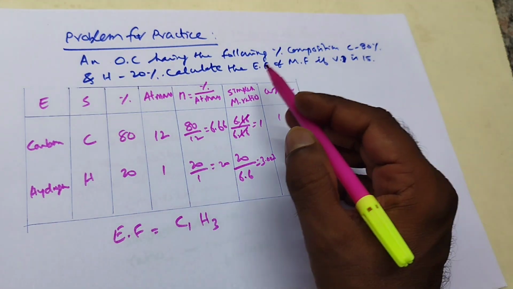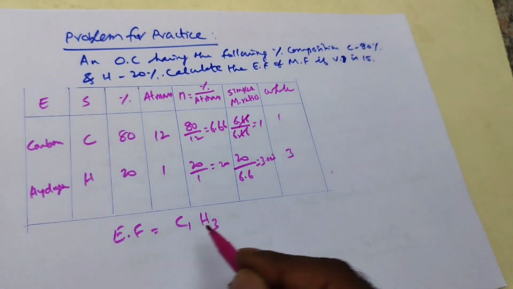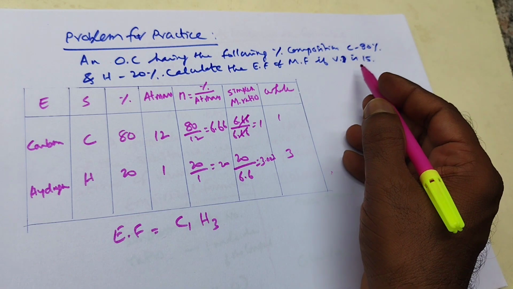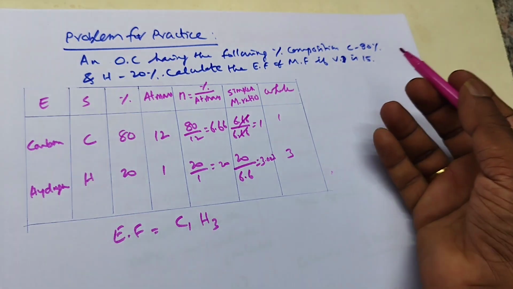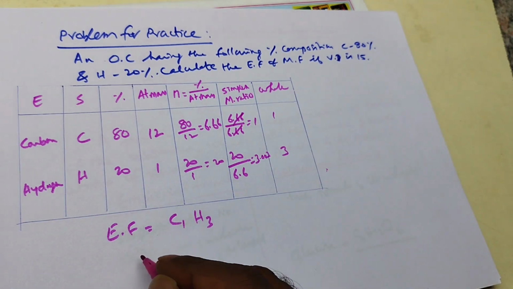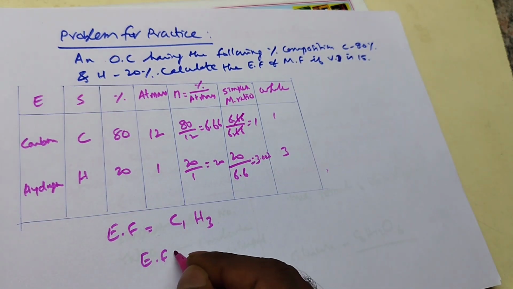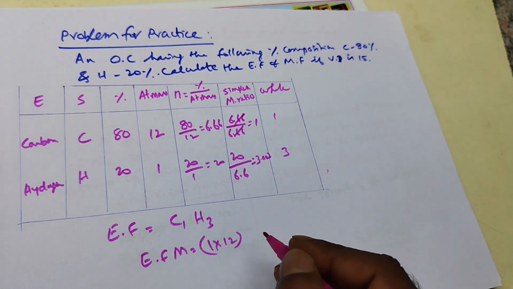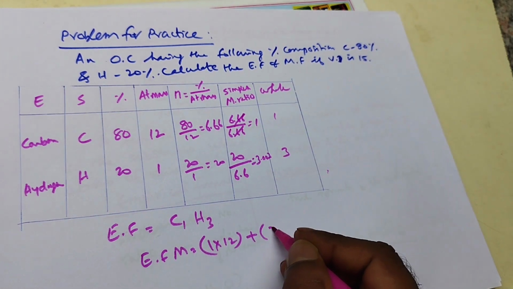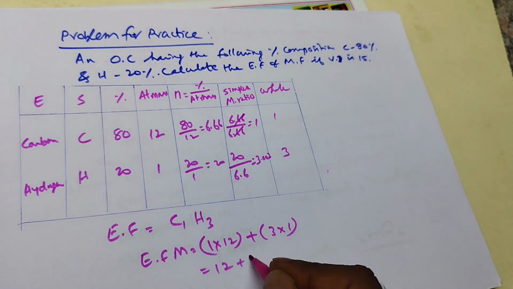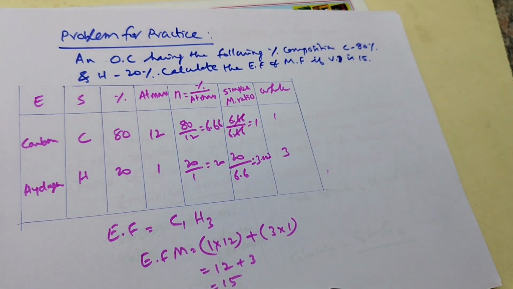But what is the question? We have calculated the empirical formula, and you also have to calculate the molecular formula if the vapor density is 15. So you go to the next step. In this case you calculate the empirical formula mass. Empirical formula mass is one carbon atom with atomic mass 12, plus 3 hydrogen atoms with atomic mass 1. So 12 plus 3 is equal to 15. This is the empirical formula mass.